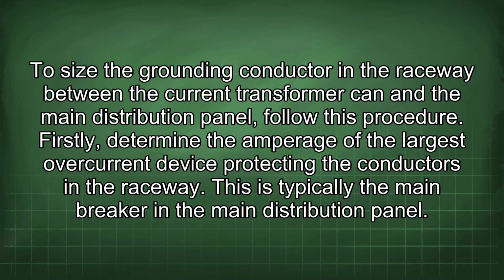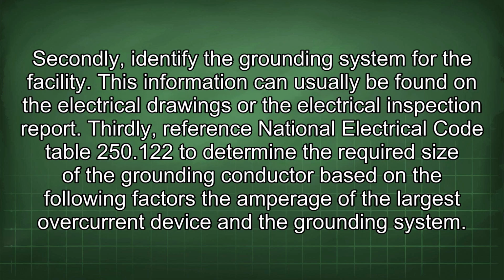To size the grounding conductor in the raceway between the current transformer and the main distribution panel, follow this procedure. Firstly, determine the amperage of the largest overcurrent device protecting the conductors in the raceway. This is typically the main breaker in the main distribution panel. Secondly, identify the grounding system for the facility. This information can usually be found in the electrical drawings or the electrical inspection report.